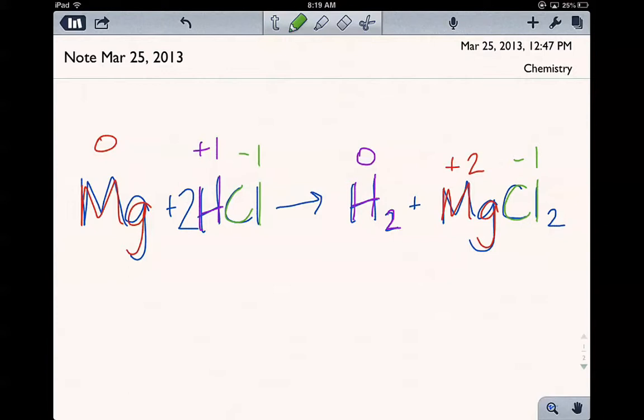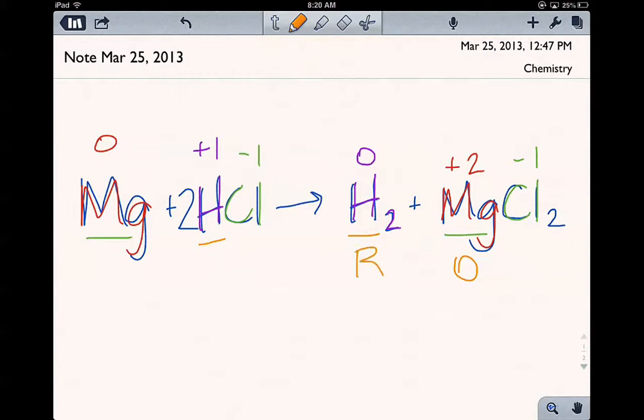So now we can go about identifying the element that was oxidized, the element that lost electrons or whose charge went up, and the element that was reduced, or the element that gained electrons, the element whose charge went down. So I see that my magnesium went from a 0 to a +2. So that means magnesium's charge went up, so magnesium was oxidized. And then I see that hydrogen's charge went from a +1 to a 0. So that means hydrogen's charge went down, so hydrogen was reduced.